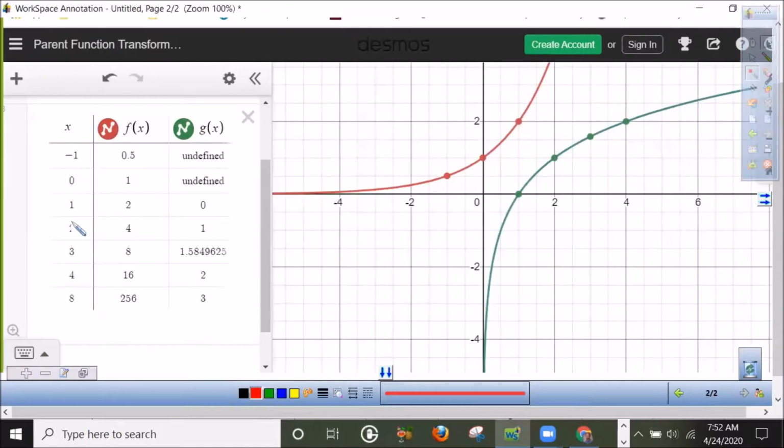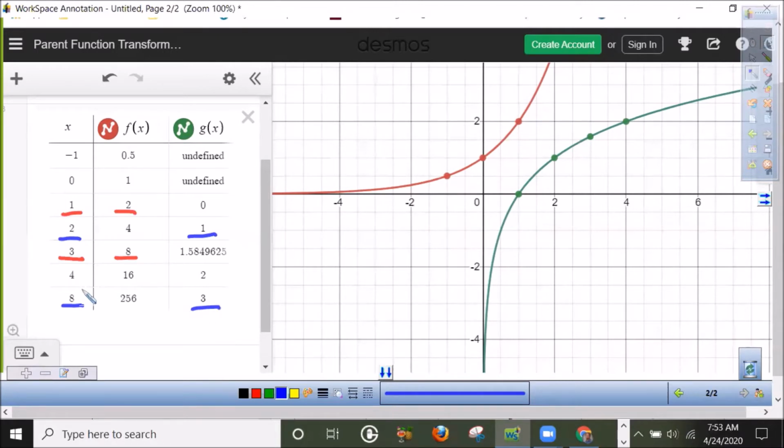We can also see this in this table of values, where on the exponential function, an input of 1 leads to an output of 2. But on the logarithmic function, an input of 2 leads to an output of 1. Similarly, on the exponential function, 3, 8 is an input-output pair. And on the logarithmic function, 8, 3 is an input-output pair.